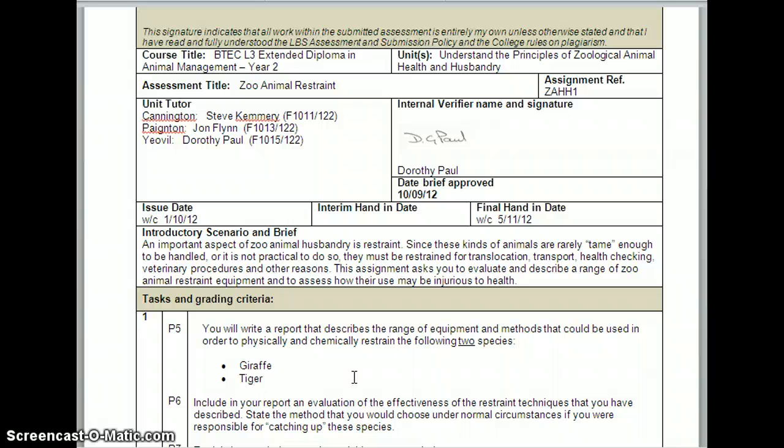So for the physical one, a step-by-step method for any training that you might need to do or any preparation for the restraint method, and the chemical one, I want the names of the chemicals used and also the weights and measurements of those chemicals. Again, include that in a step-by-step process for each species, both physically and chemically.